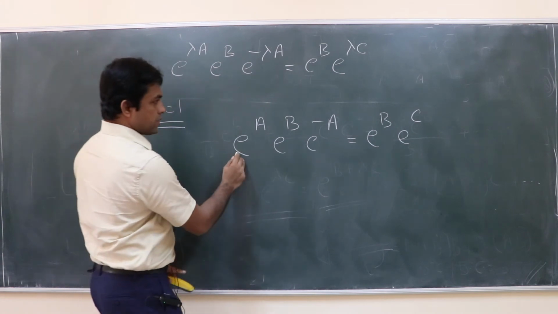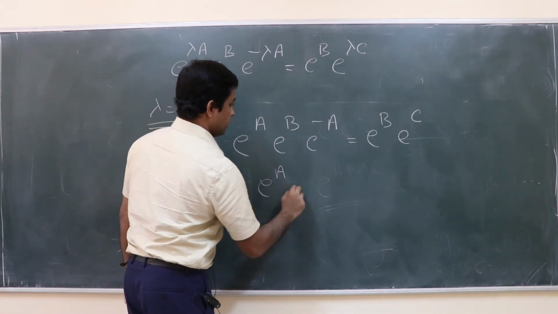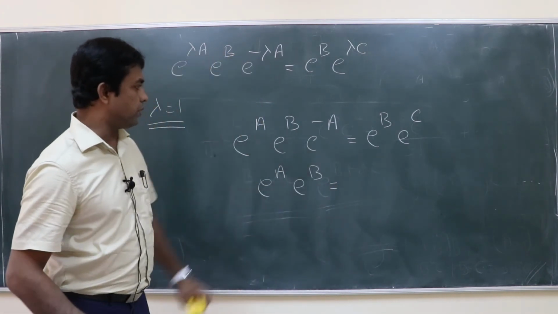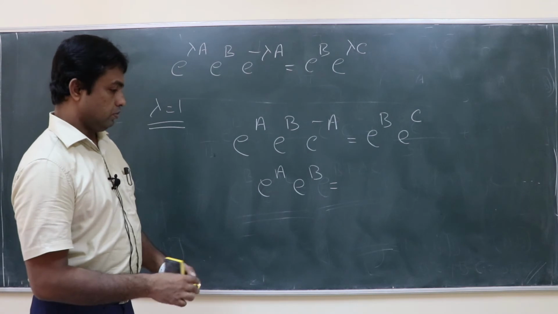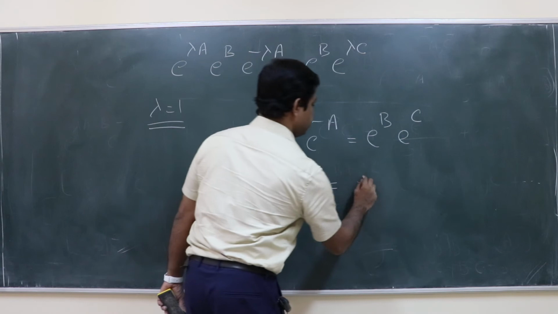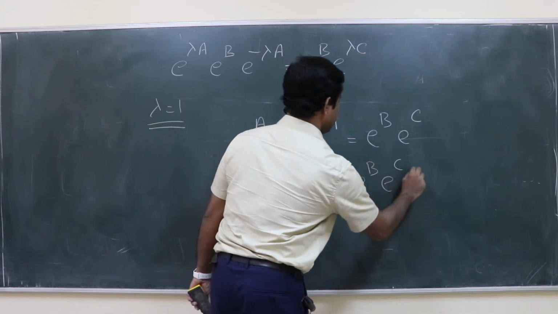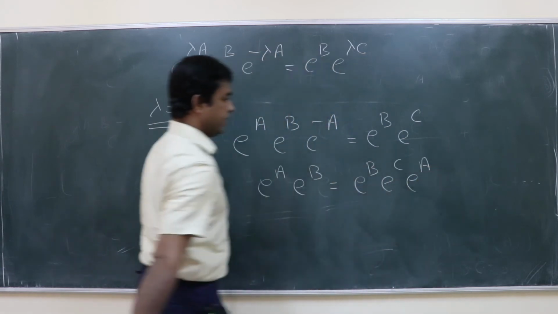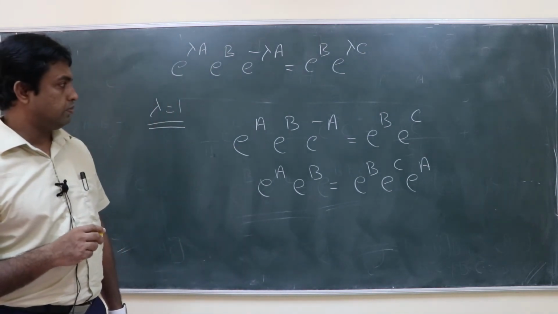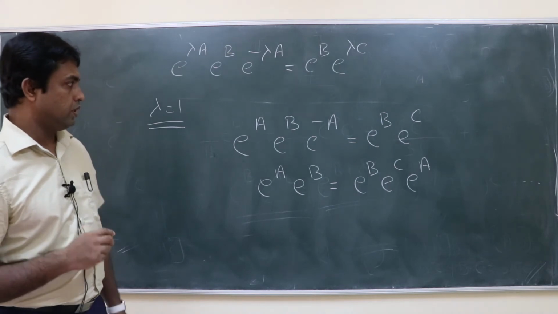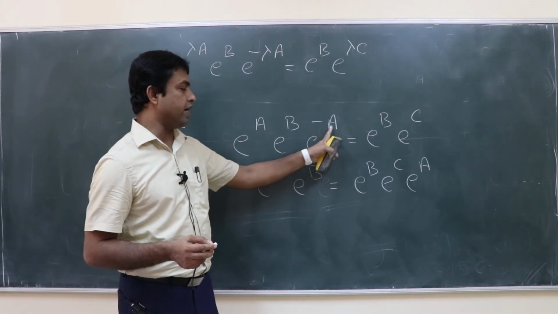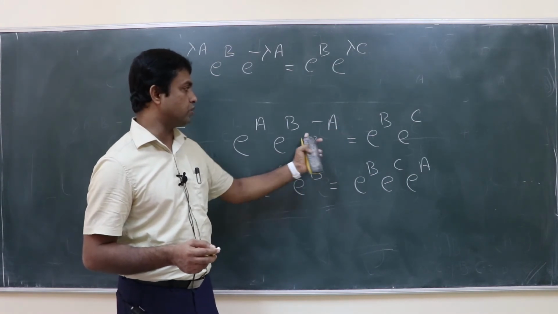So what follows from this? What is e^a e^b equal to? It is e^b e^c e^a. Any question? Yes, because you just multiply e^a on the right hand side. So e^(minus a) commutes with a, so e^(minus a plus a) gives you e^0, which is 1.